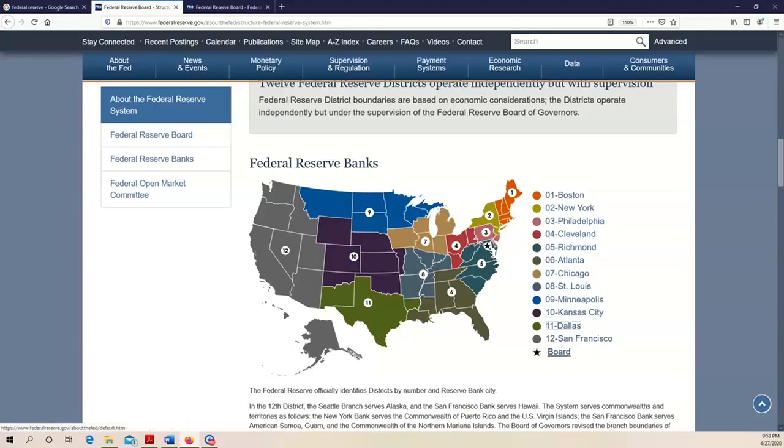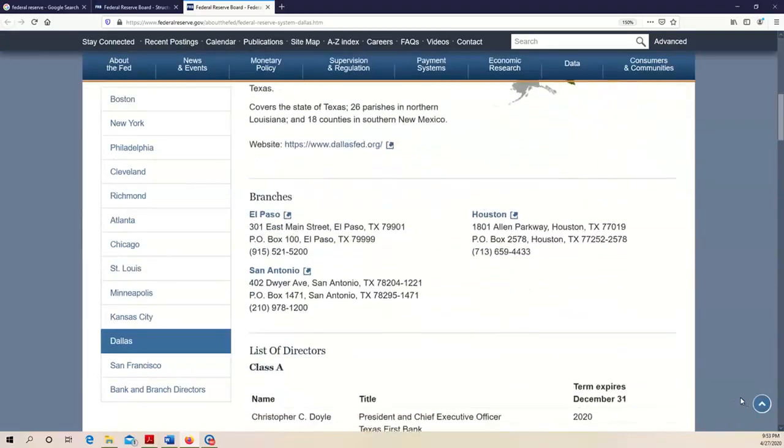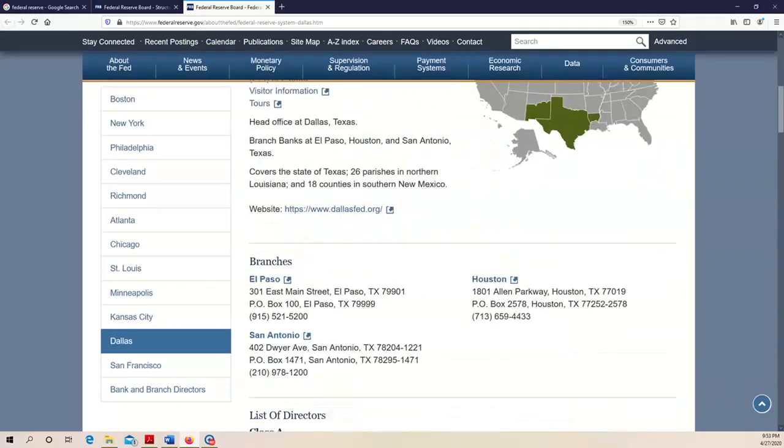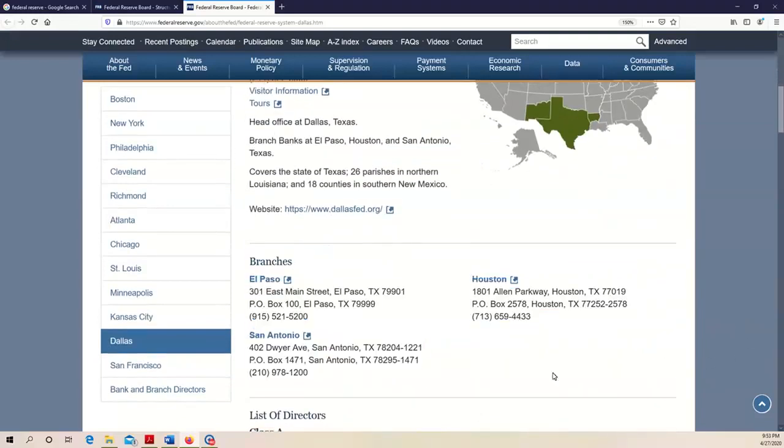So we have 12 regional banks located in 12 regional cities: Boston, New York, Philadelphia, Cleveland, Richmond, Atlanta, Chicago, St. Louis, Minneapolis, Kansas City, Dallas, and San Francisco. For each regional bank, its leader is called the President. Robert Kaplan is the current sitting president of the Federal Reserve Bank of Dallas. Each regional bank also has some local branches. The Federal Reserve Bank of Dallas has 3 local branches: one in El Paso, one in San Antonio, and another in Houston.